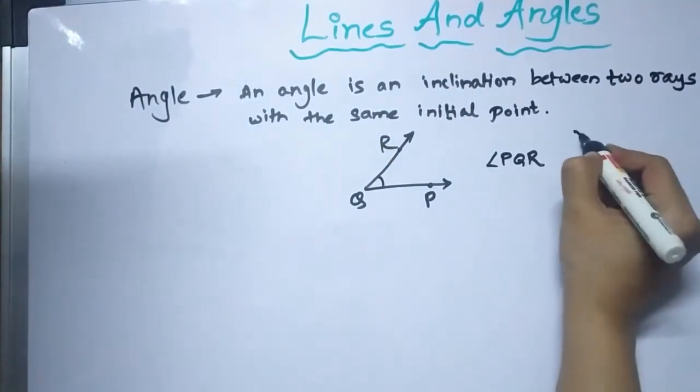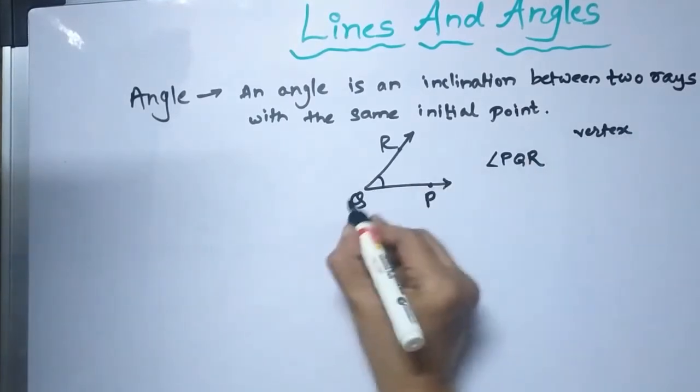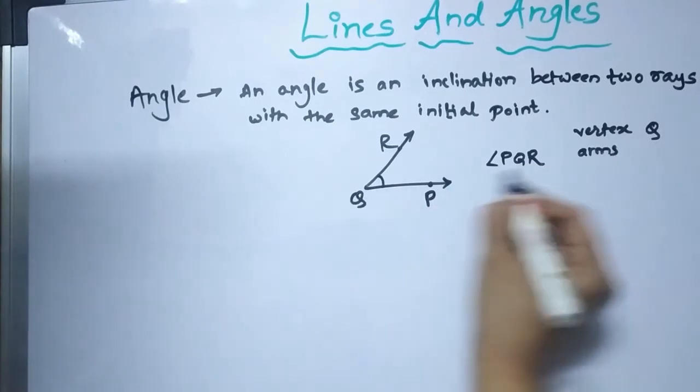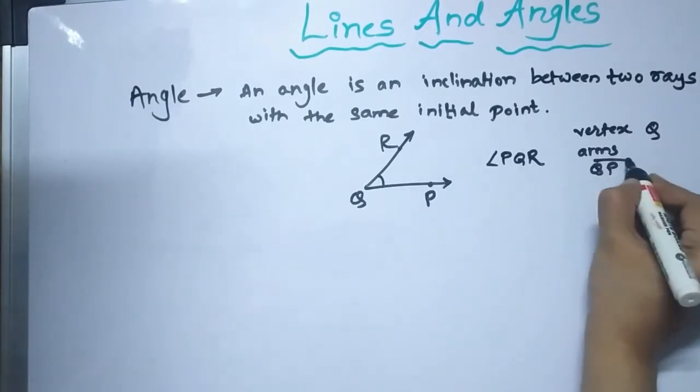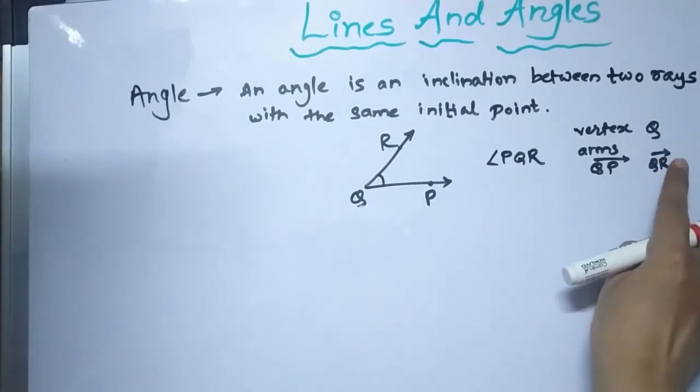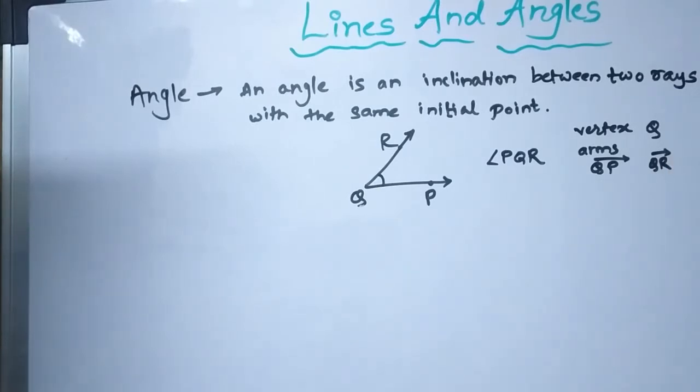So here the vertex, or this initial point, is Q, and the arms are QP and QR. For denoting the symbol of the ray, I should use this arrow on the head. An angle is usually formed by the three-letter notation.